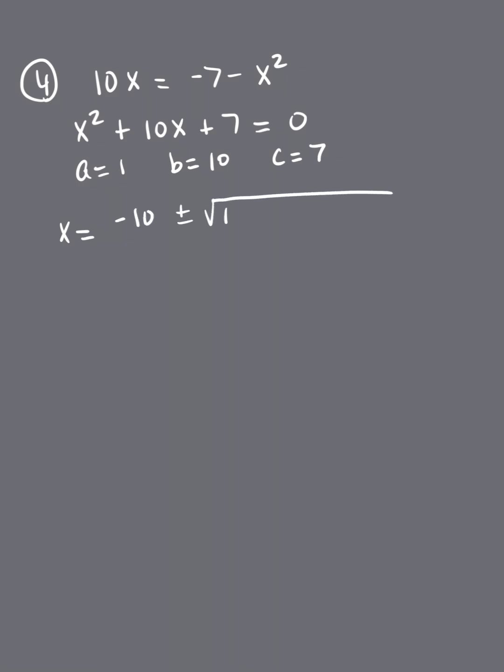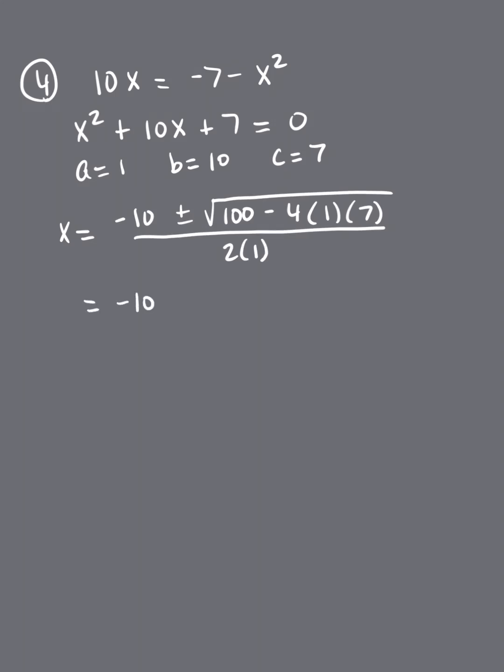10x equals negative 7 minus x squared. So we know we need to put it in standard form first. So we're going to add x squared to both sides, then we want our x term, and then we want our constant. So we're going to add 7 to both sides to set it equal to 0. Then a equals 1, b equals 10, and c equals 7. So when we're solving for x, we do negative b plus or minus the square root of b squared minus 4ac all over 2 times a.